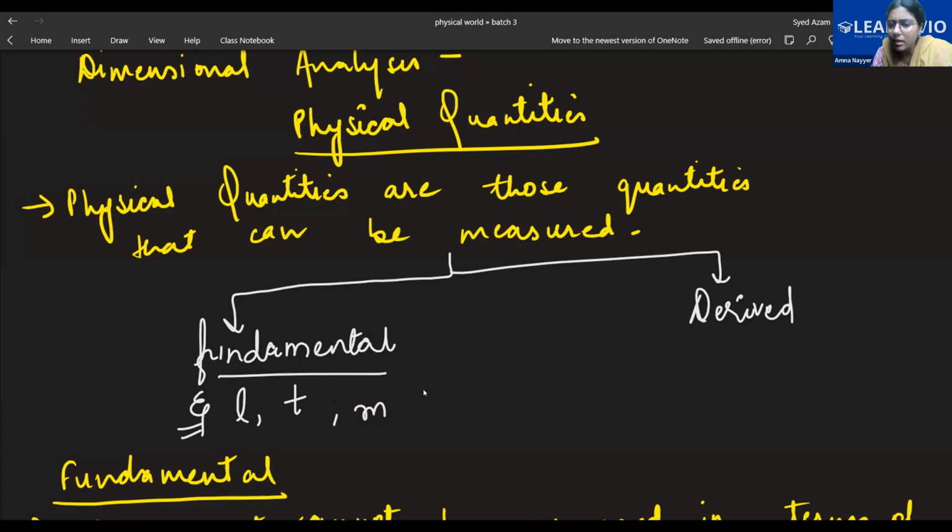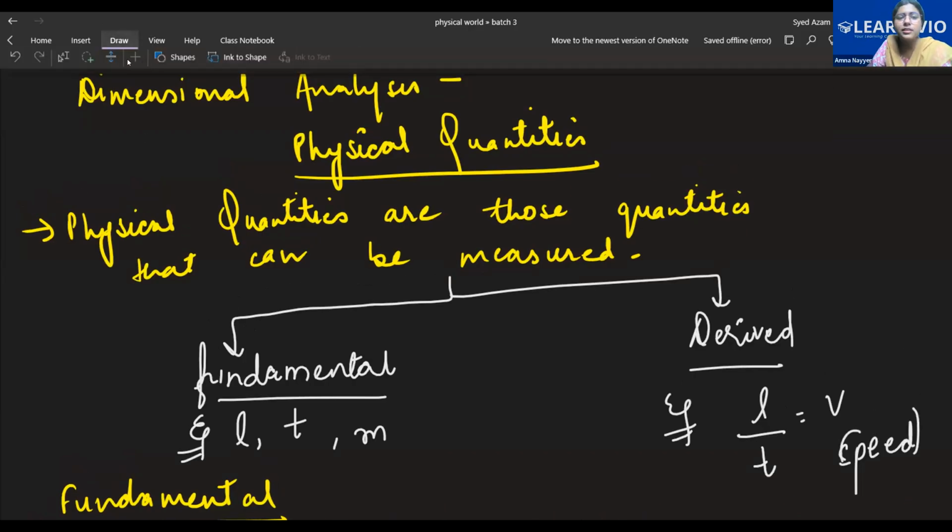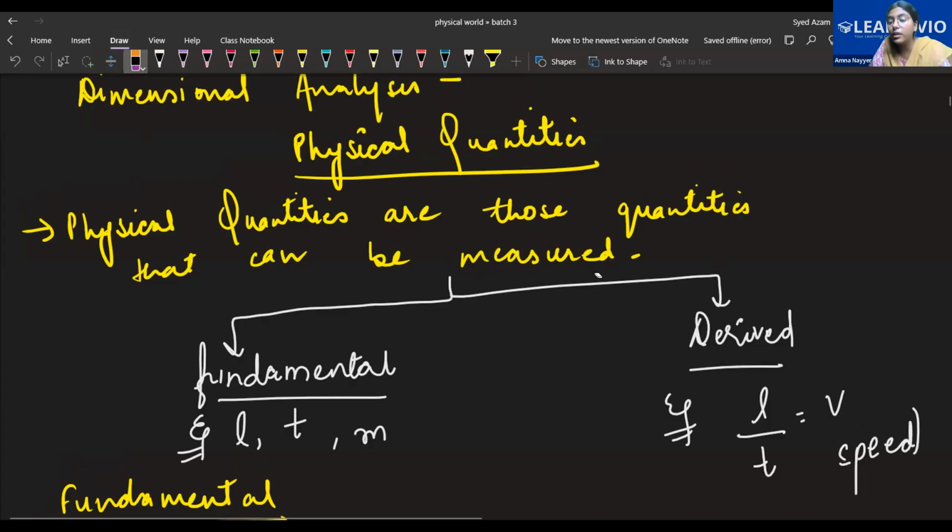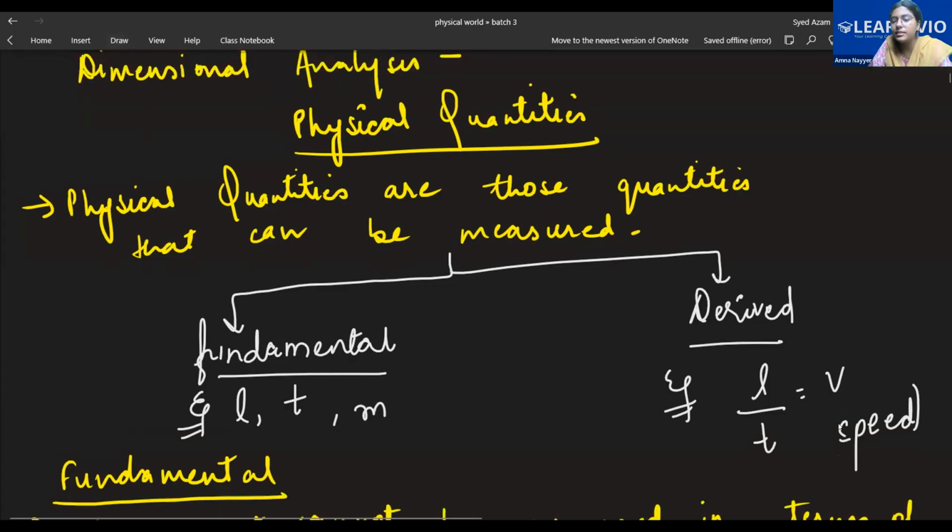These are fundamental quantities. And derived quantities are those where you use these fundamental quantities and put certain mathematical operations between them to make a new quantity. Like, length and time are basic fundamental quantities. If I divide length by time, I get a new quantity, that is speed. So speed is a derived quantity. Acceleration and force, which are made up of different quantities, can be expressed in terms of those quantities. They are called derived. Is that clear?